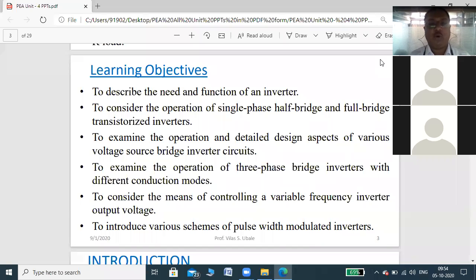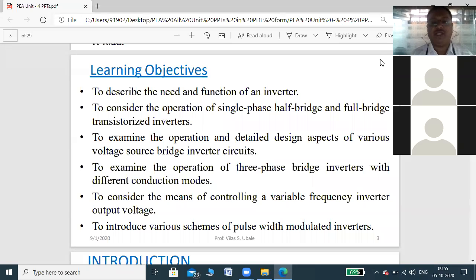Then third one, to examine the operation of three-phase bridge inverter with different conduction modes. Again, different conduction modes: 120 conduction mode, 180 conduction mode, and so on. Why three-phase bridge inverter? Because AC drives in motors work on three-phase supply, so we require three-phase inverters. At home we are using single-phase inverter, but in industry they require three-phase inverters. So we have to learn three-phase bridge inverter with the different conduction modes.